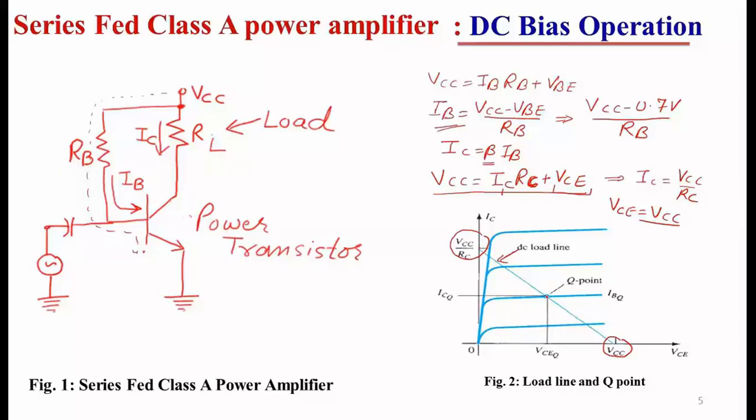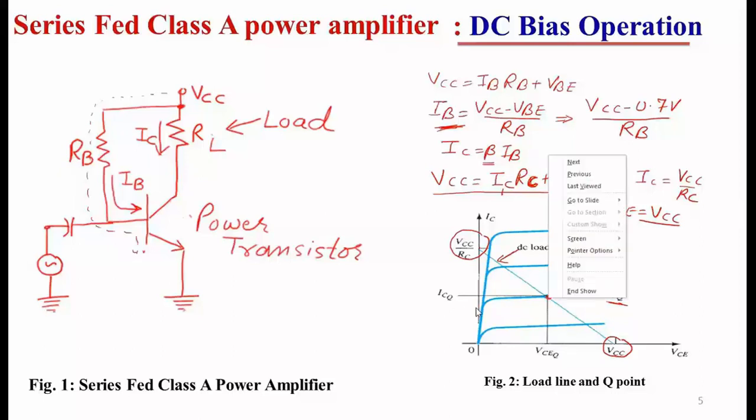This is the IBQ. When we have not applied any AC, that base current is called the IBQ, the quiescent point base current. The intersection of the quiescent base current and the load line is called the Q point or operating point.